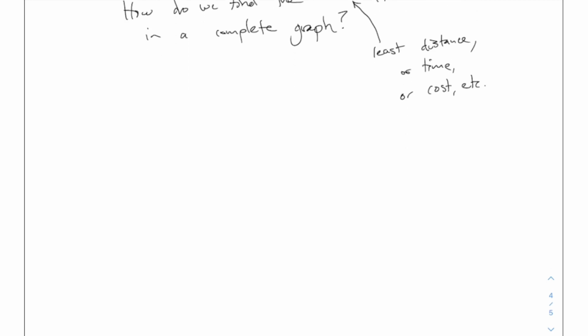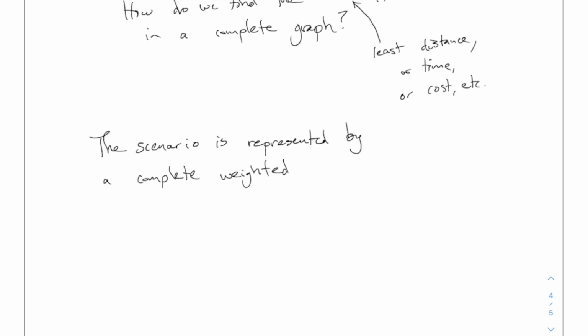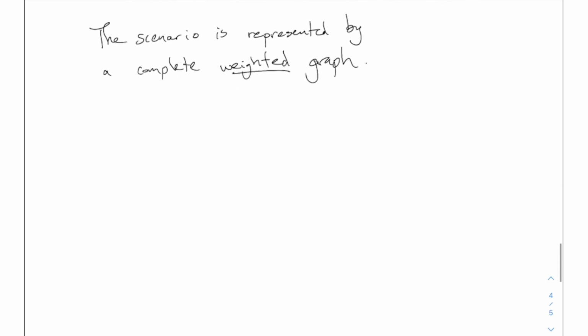Typically, the scenario is represented by what we call a complete weighted graph. Complete is what I said before. It just means that it has all the edges in it. There are no missing edges. But weighted means that each edge has what we call a weight assigned to it.